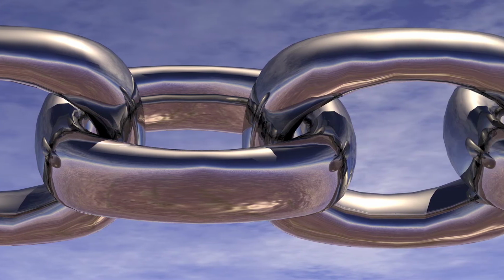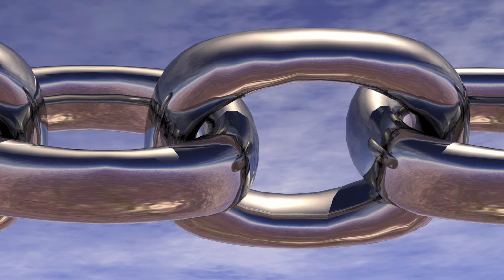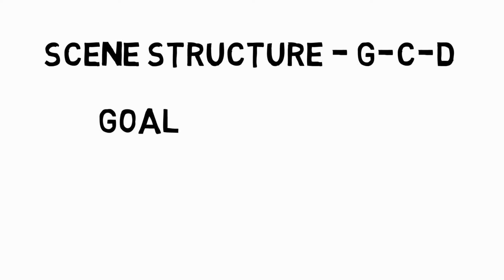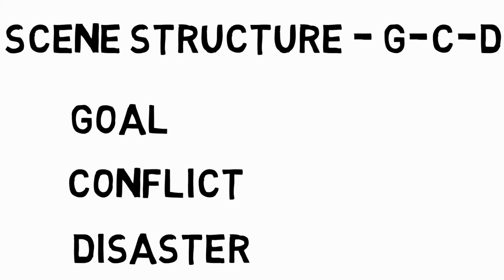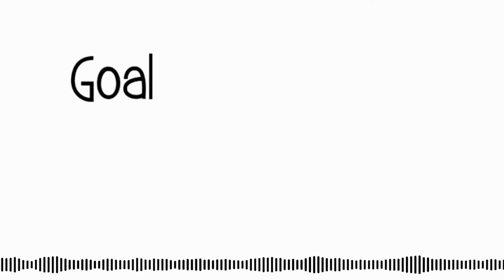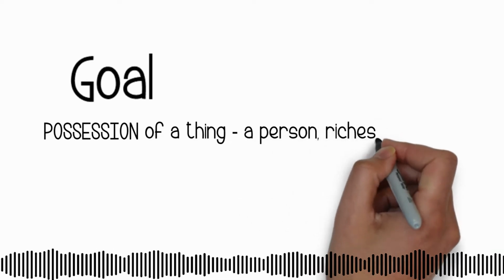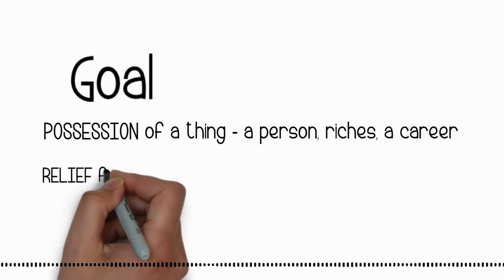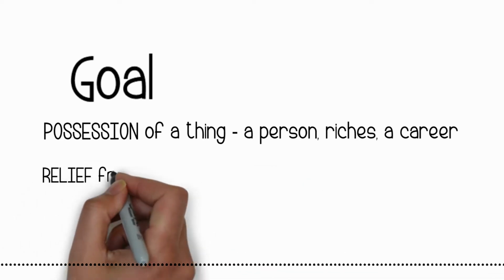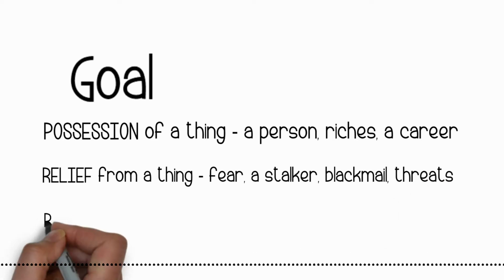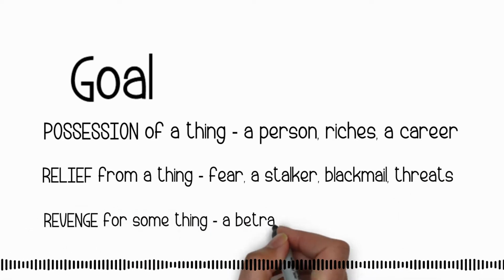To write a dramatic scene, you need to make sure you move the action forward. Scene structure is as simple as GCD. Goal. The goal is what your point of view character wants at the beginning of the scene. The goal often falls into one of these three categories. Possession of a thing, a person, riches, a career. Relief from a thing, fear, a stalker, blackmail, threats. Revenge for something, a betrayal, a slur, a loss, or a theft.